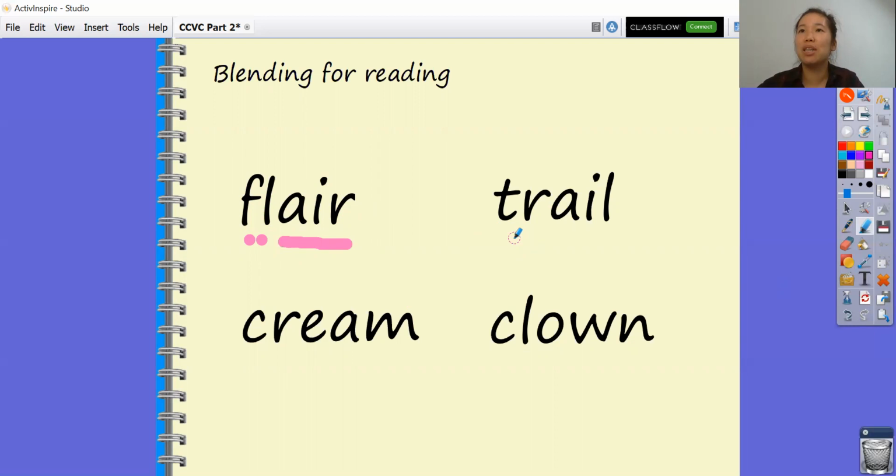Okay. The next one here, I've got t, r, tr. And this one, I can see there's a digraph there, which is this one, which is ai, okay? And the last one there, which is l, okay? So I'll have tr, ai, l, trail, okay? Next one.